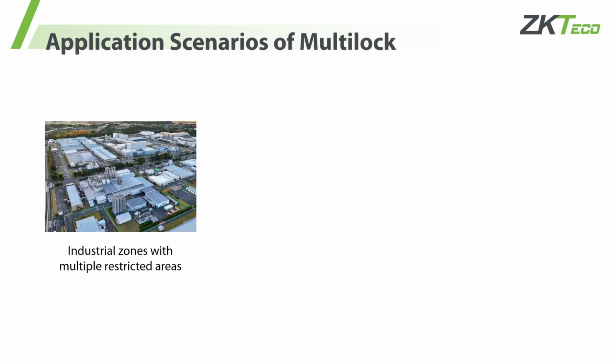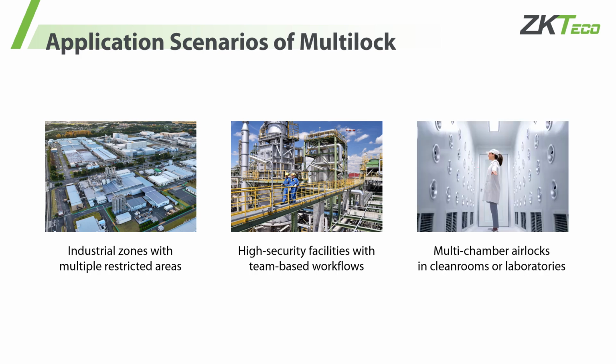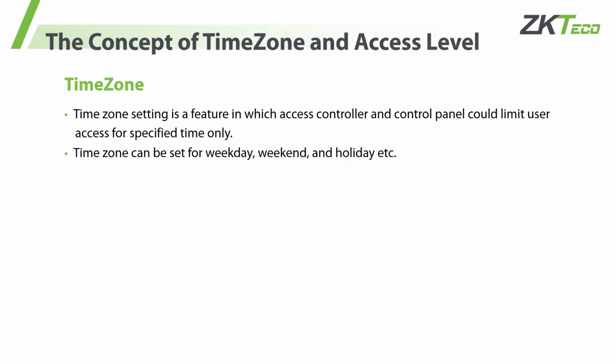The multi-lock system is a combination of the above three characteristics. It is mostly used in industrial areas with multiple restricted areas, high-security facilities with team-based work processes, clean rooms, or multi-compartment airlocks and laboratories. After introducing multi-lock, we will now talk about the concepts of time zone and access level.